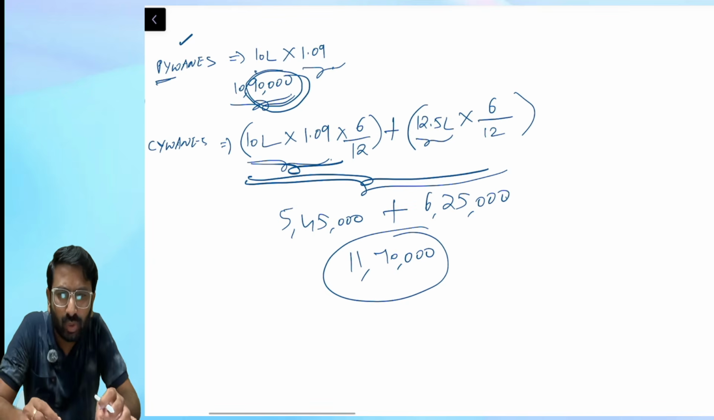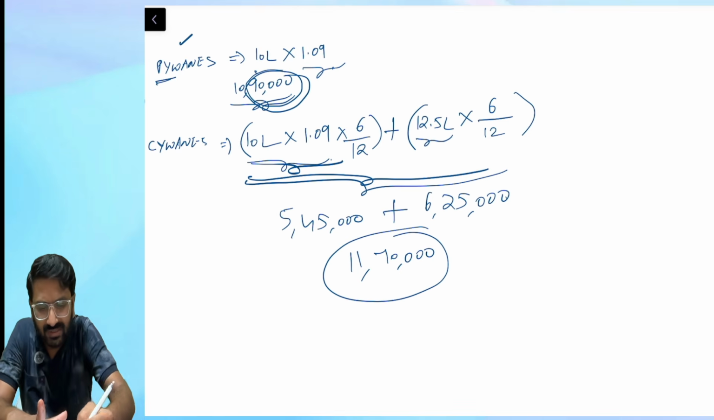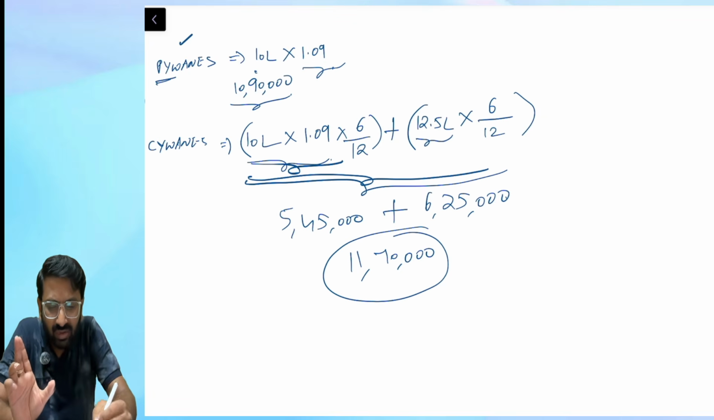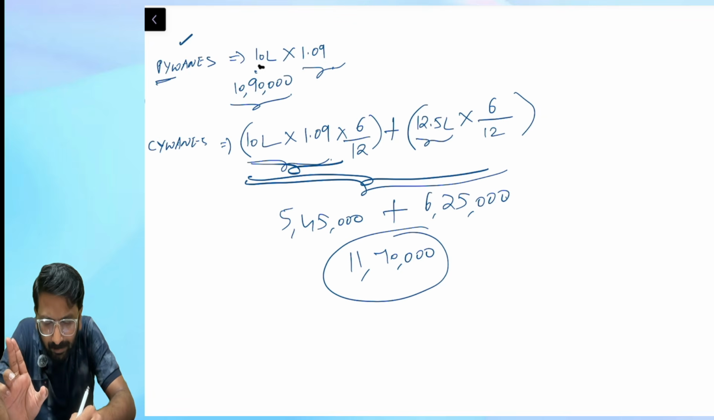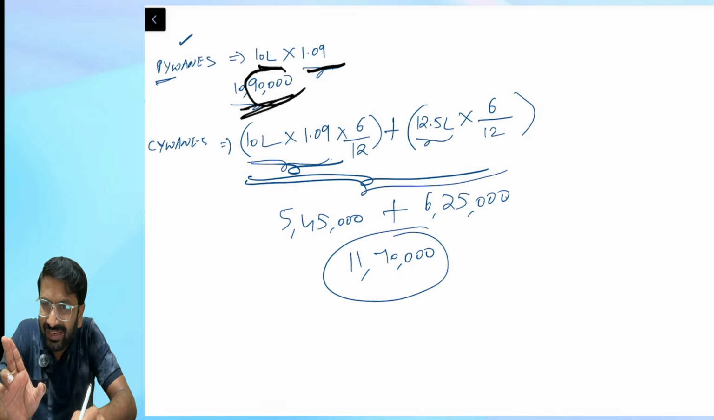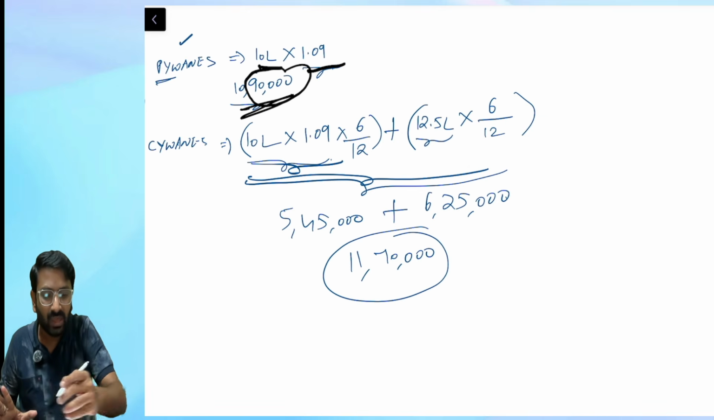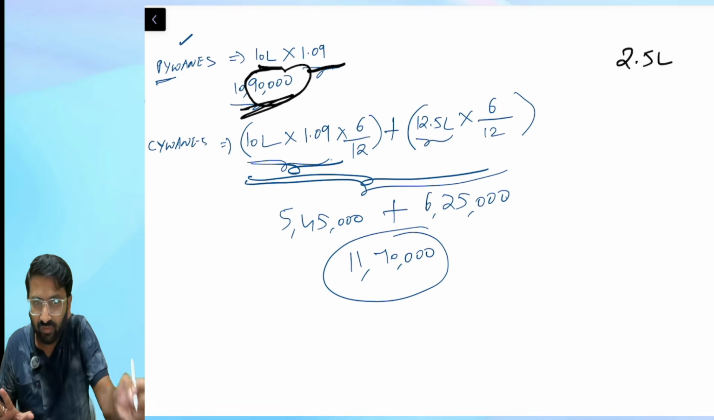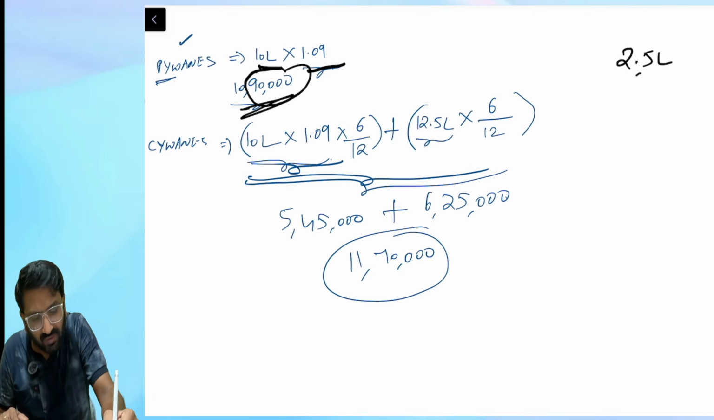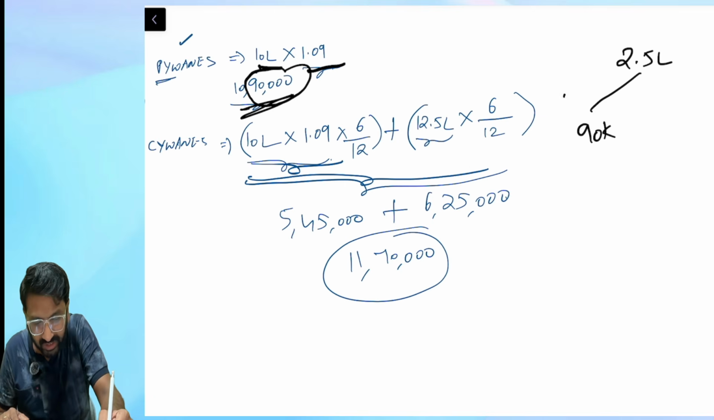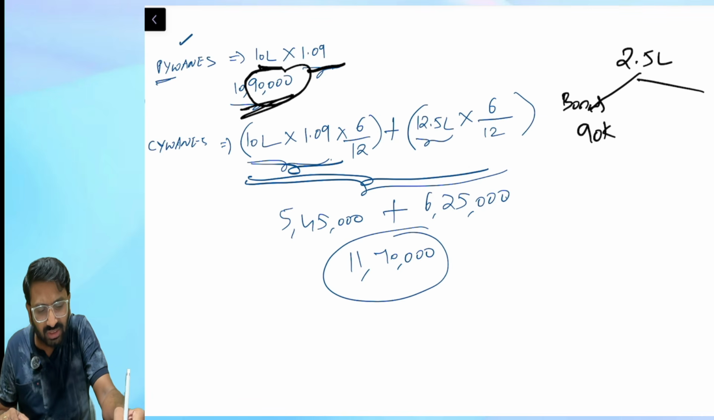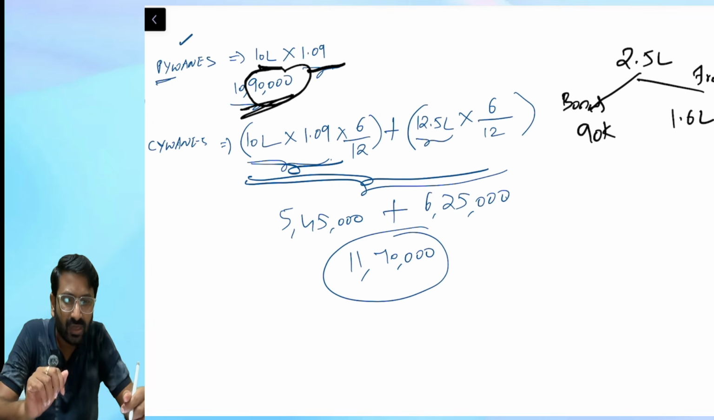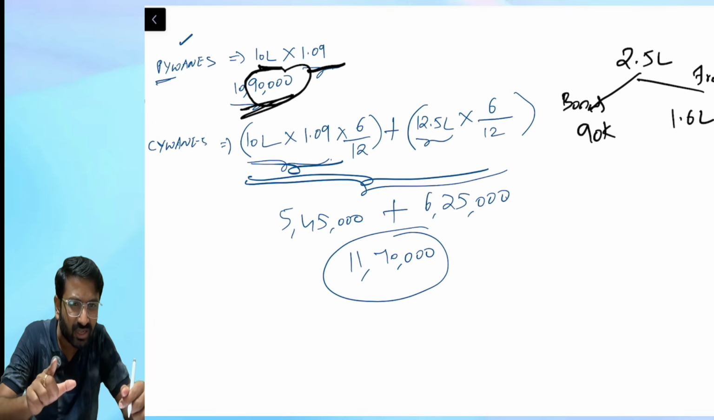So I'll try to explain the logic also behind the formula. Now, in our example, the bonus element is 1.09. When I multiply 10 lakh into 1.09, I get 10 lakh 90,000. This extra 90,000 is treated like the bonus element. Now, what is the total right issue that you have done? 2.5 lakh. Out of the 2.5 lakh, 90,000 is like bonus shares and the remaining 1 lakh 60,000 is like fresh issue of shares, because you're collecting money now. So 90,000 is like bonus, 1.6 lakh like fresh issue.